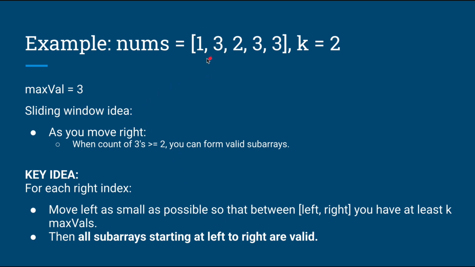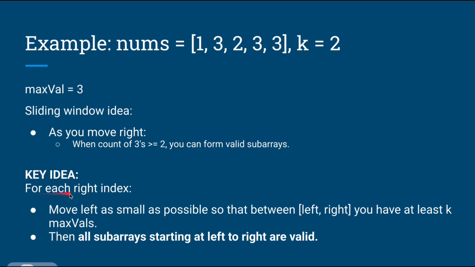So let's suppose we have given this example, right? And so what is the max value? Max value is 3, right? So we'll do the sliding idea. As you know, we will move when we count 3s. The count of 3s is greater than or equal to 2, so you can perform a valid subarray, right? How many 3s are there? 1, 2, 3. 3 appears 3 times, right? And it is greater than or equal to 2. So we can perform the valid subarray, right? So this is the idea.